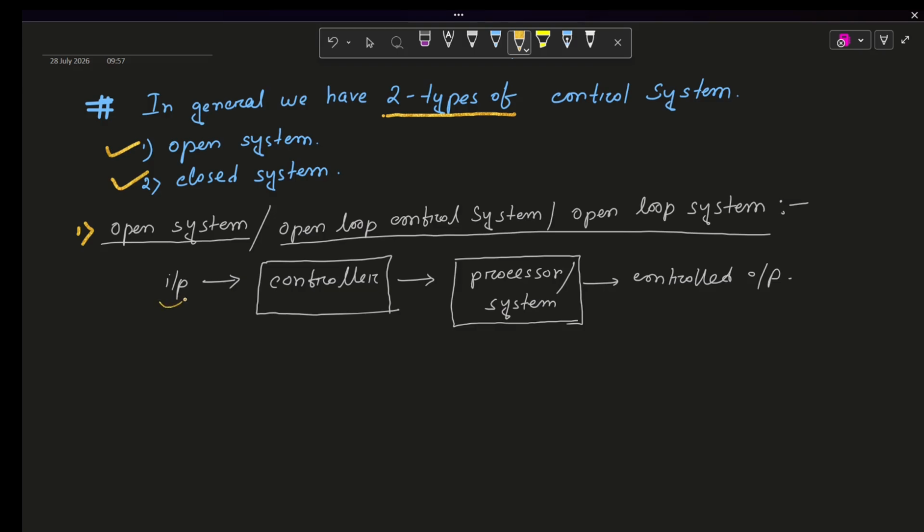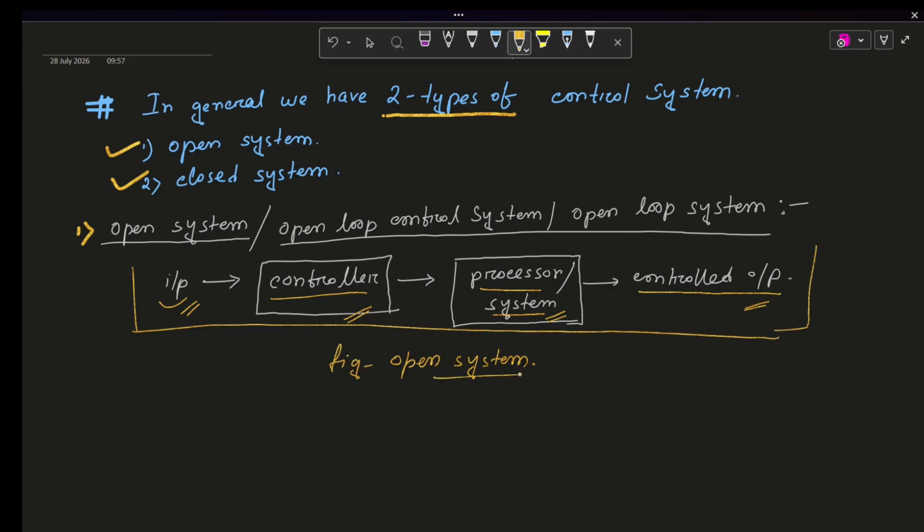At first, this one is input, then the input signal will go through the controller. From the controller, it will go to the processor or system. The processor is also known as the system. Then we will get controlled output. This is a pretty simple diagram. At first, this one is input, then it will go to the controller, then the signal will go to the system, and then we will get controlled output. At the beginning, it is quite confusing what's going on, but after some time, it will be as easy as you can think. So this figure is for an open system.